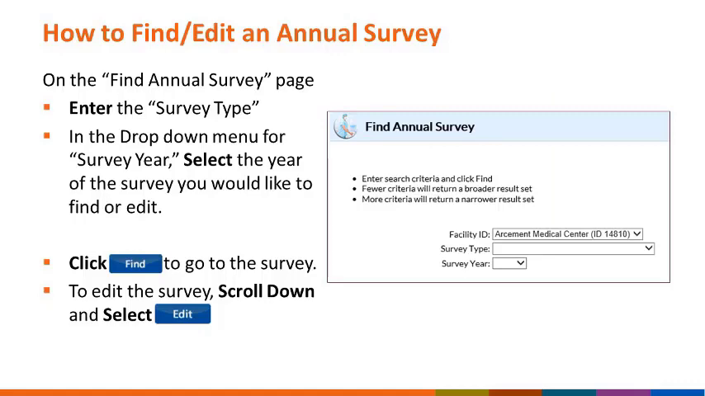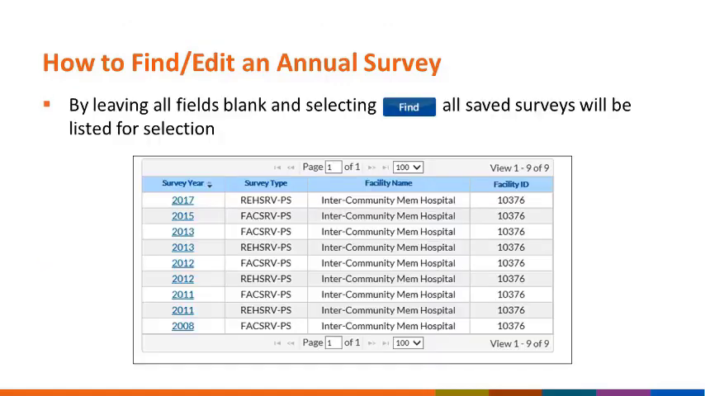Once you have clicked Find on the NHSN homepage menu, the application will lead you to the Find Annual Survey page. You will need to enter the survey type and the survey year from the drop-down menu. Click Find and go to the survey. To edit the survey, you will need to scroll down on that page and select Edit. You can also find a survey by leaving all the fields blank and just selecting Find, and all the saved surveys will be listed from the selection box.